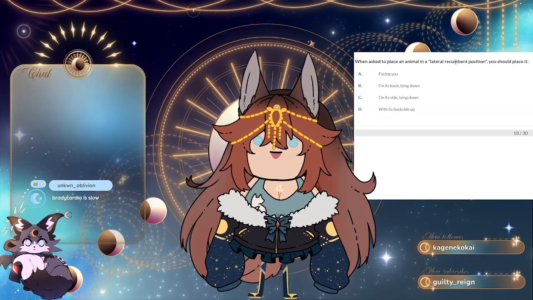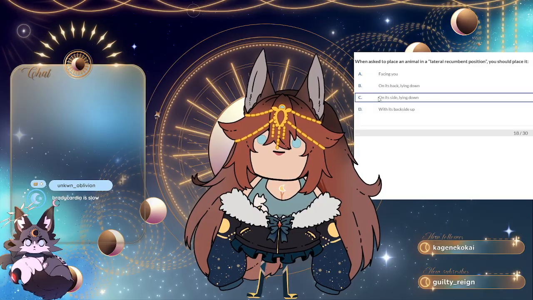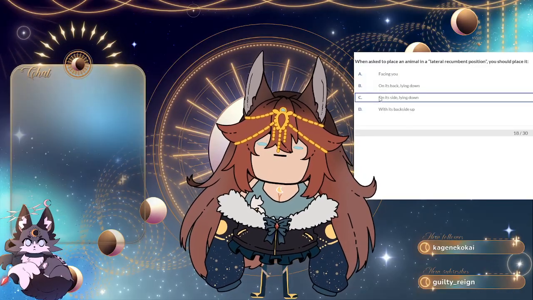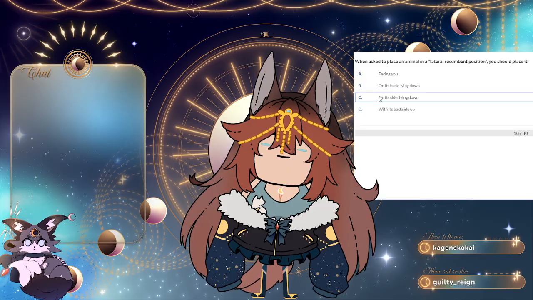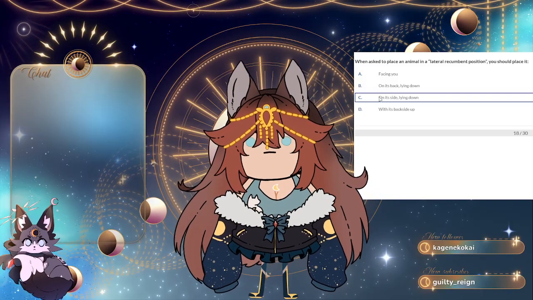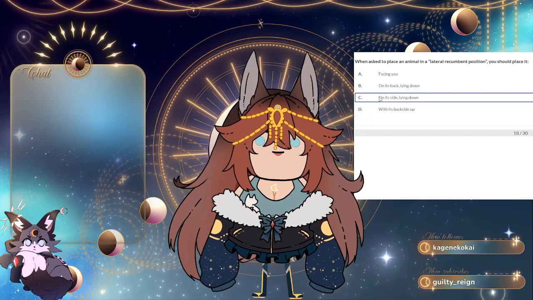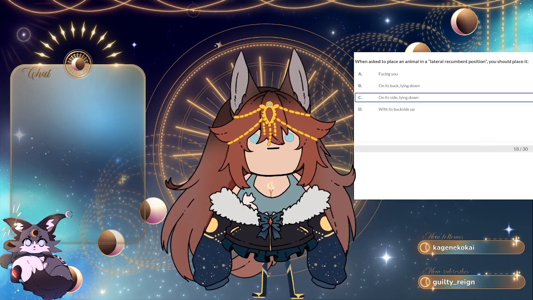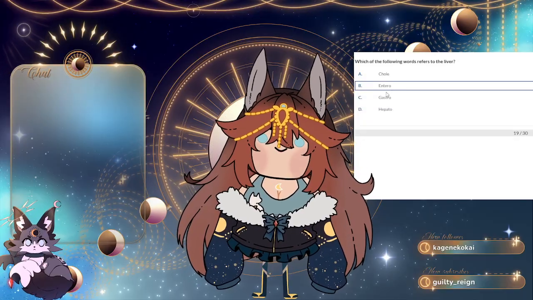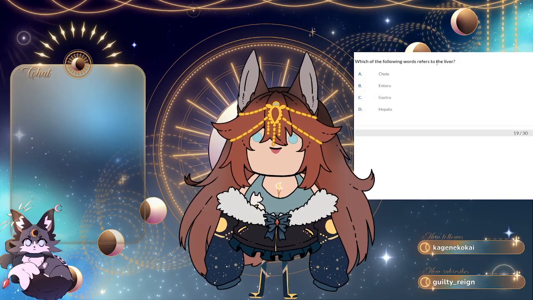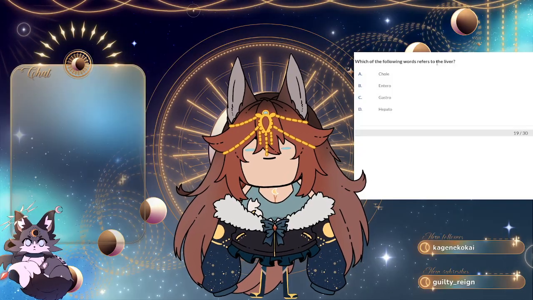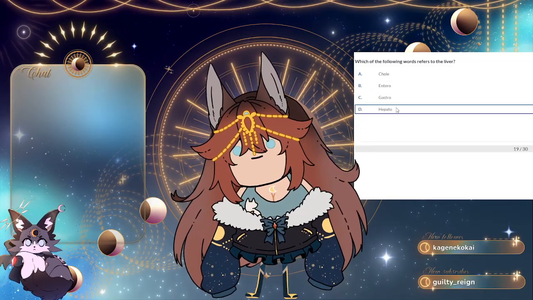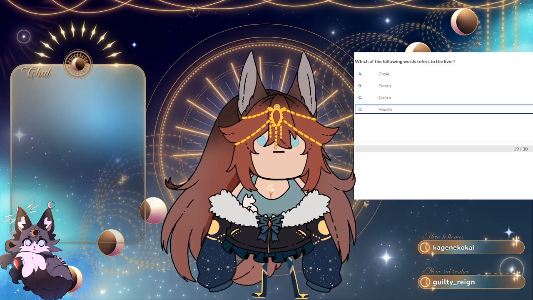When asked to place this animal in a lateral recumbent position on its side, recumbent. What the fuck does recumbent mean again? I know it's on its side because lateral means on its side, obviously. Oh, well, wait. There's only one on its side. Whoopsies. On its side laying down, I guess. Which of the following refers to the liver? The liver? Isn't that hepato? Oh.